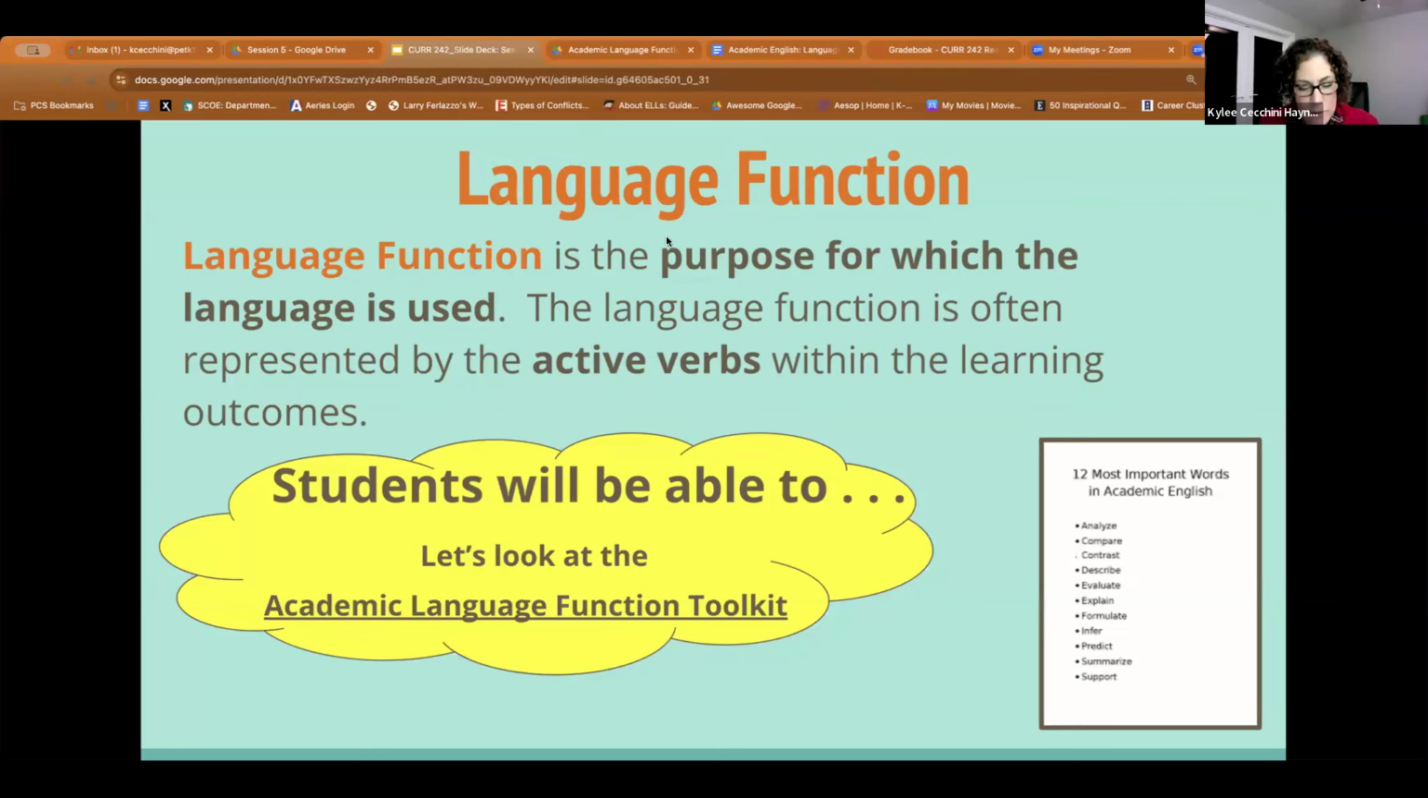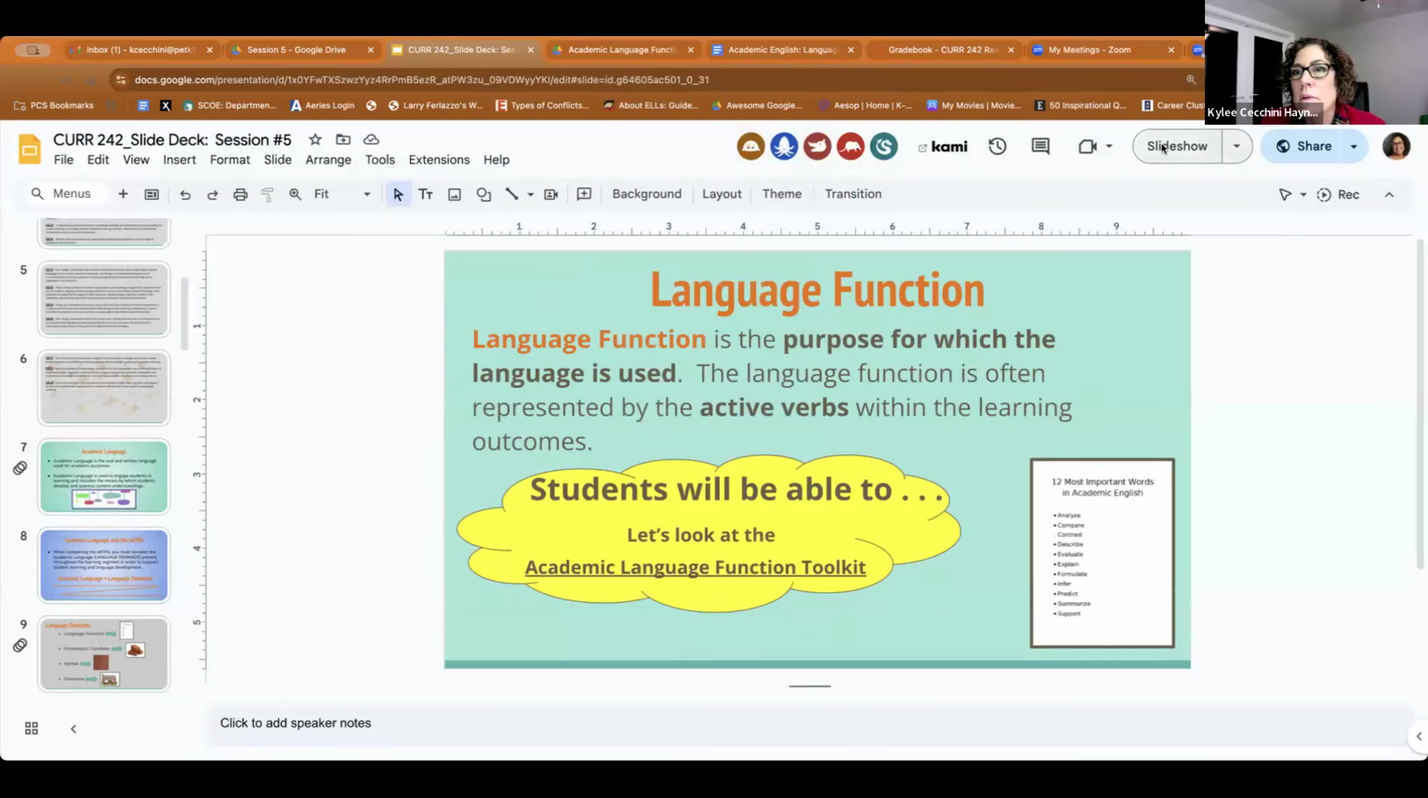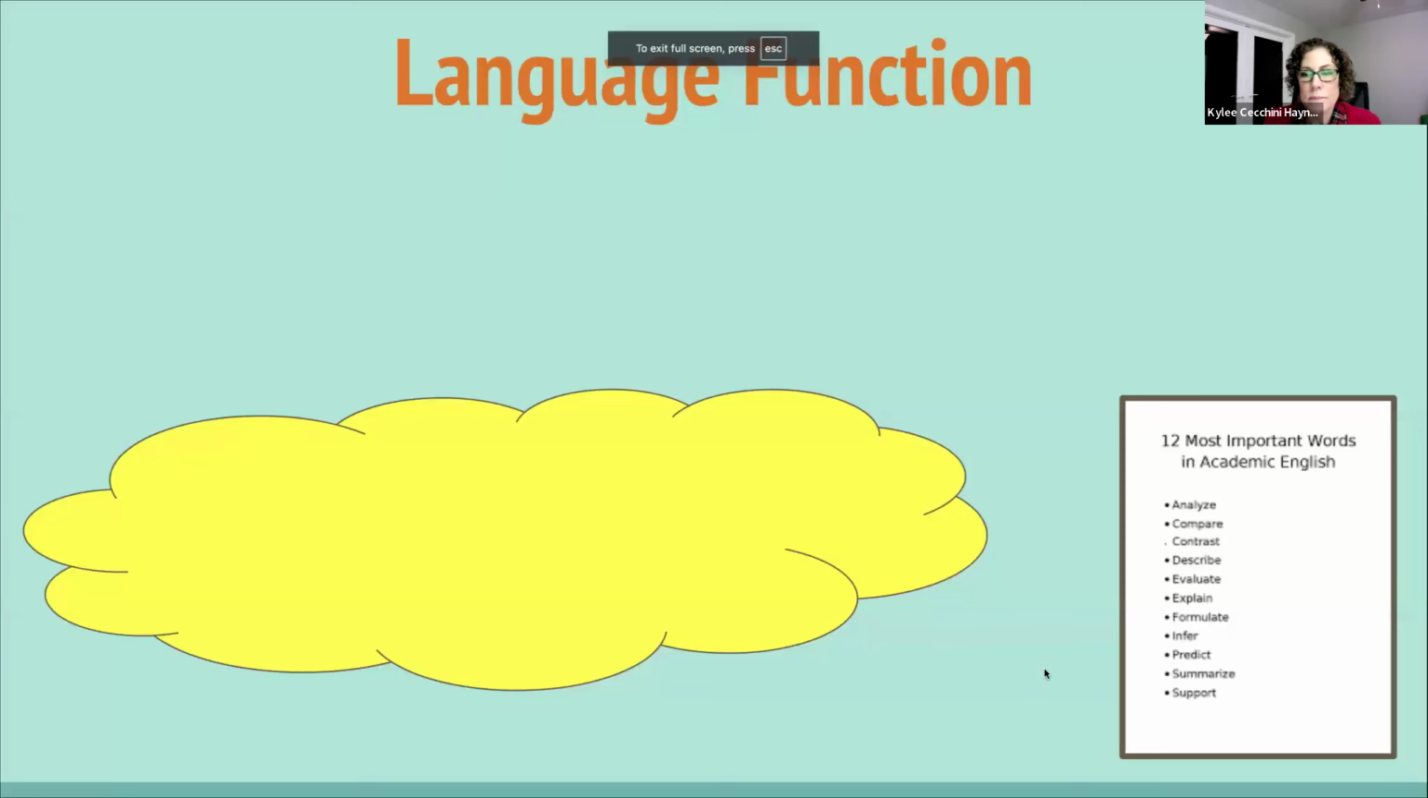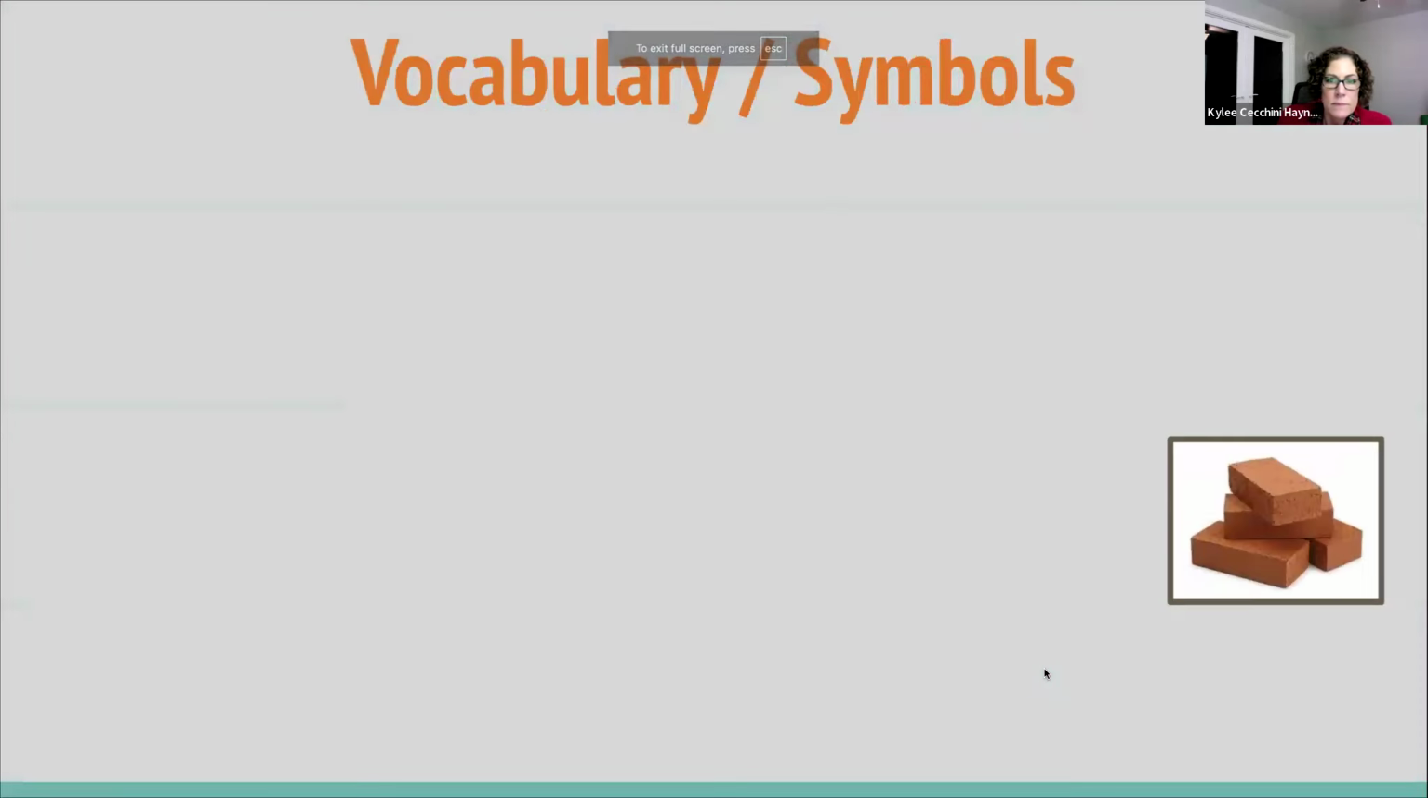Okay. So let me get back into slideshow. All right. So language function: how we're using the language, for what purpose are we using the language? That's the language function. I've seen a graphic for language function as a tool, that we're using language as a tool for something. What do we want the students to do with the language?